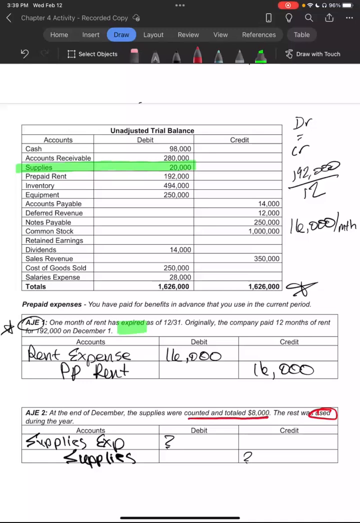One other thing you can see is if it says on hand or if it says remaining.